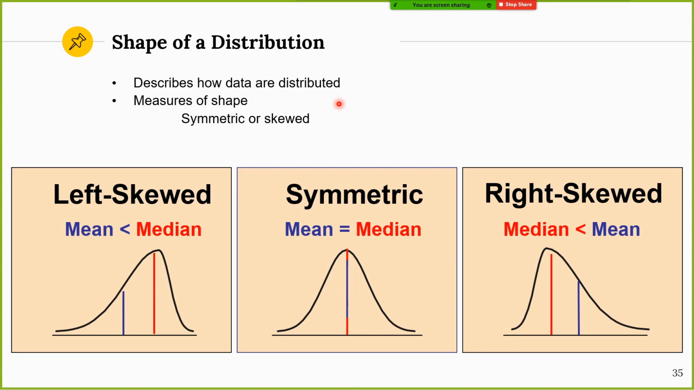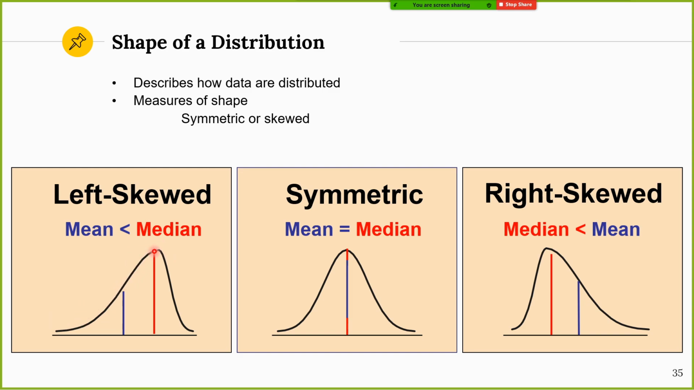Next is the shape. You can see this is the shape of the value. The shape of the value describes how the data are distributed. Also the measure of the shape could be left skewed, high on the right going low to the left. We call it a left skew.